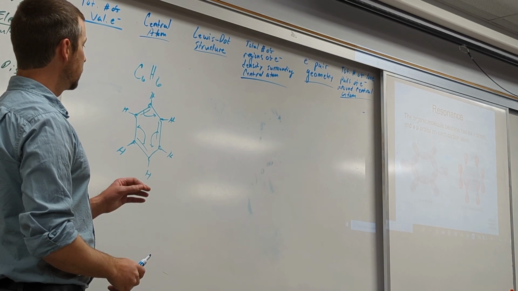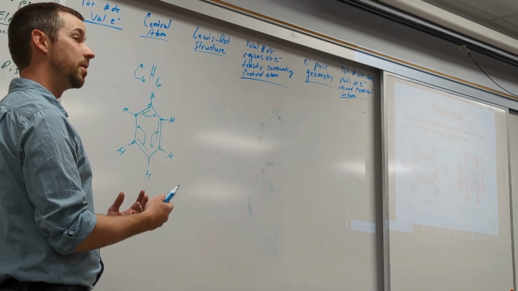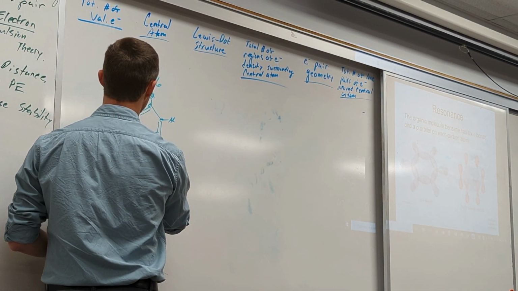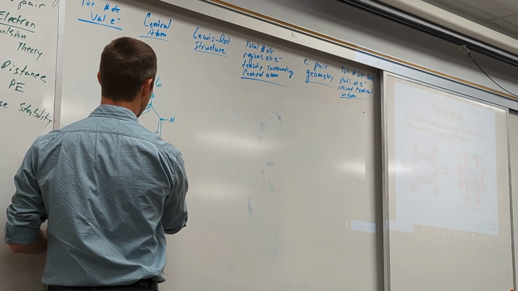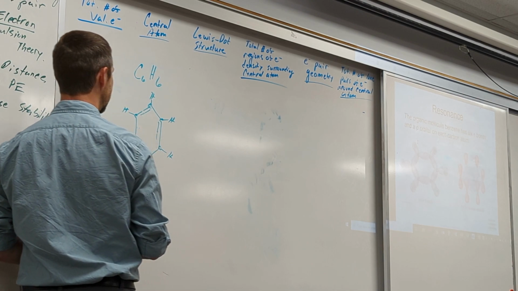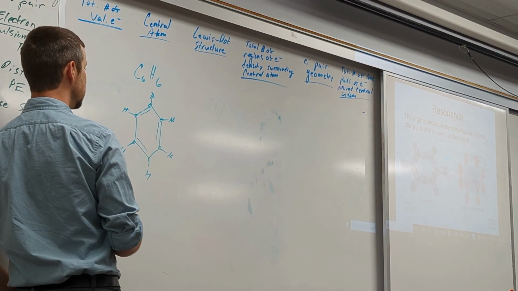All right, let's try to figure out which ones are sigma and pi, as well as any hybridization occurring within the molecule itself. So maybe what's the easiest point for you? Do you want to start with sigma, pi, or hybridization? What's the easiest? Sigma? Okay, what is sigma?